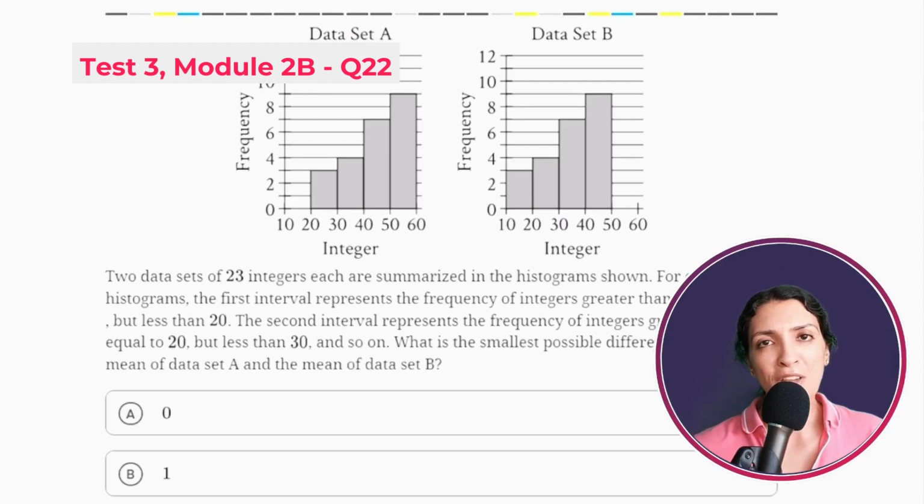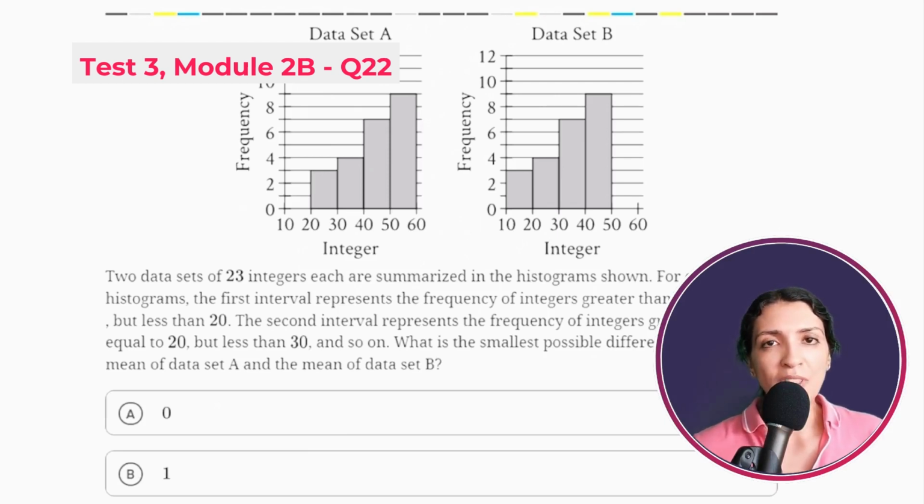This is one of my favorite questions from the practice tests, because the data points were not given, but we're still asked a question about the data sets. So we have to use our intuition and understanding of graphs to approach this problem. We're told that we have 2 data sets, and they have the same number of data points. There's only 23 in each of these data sets.